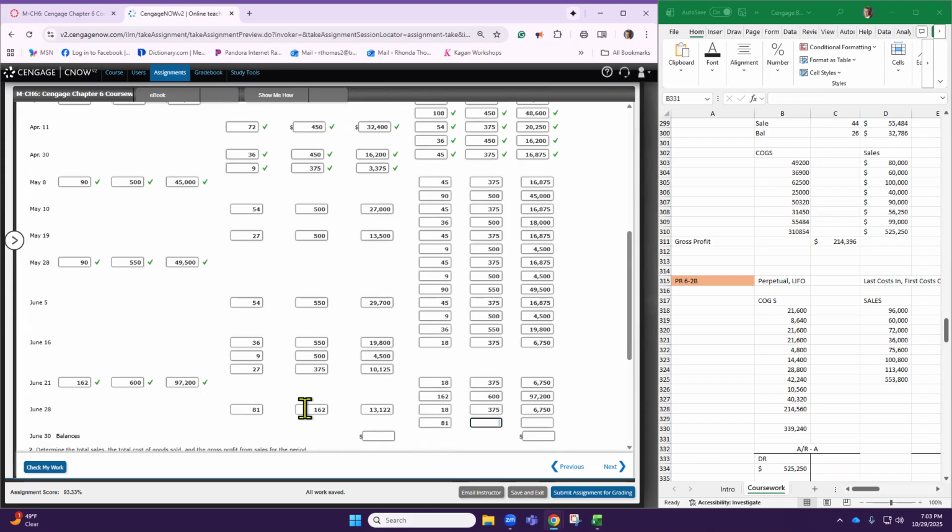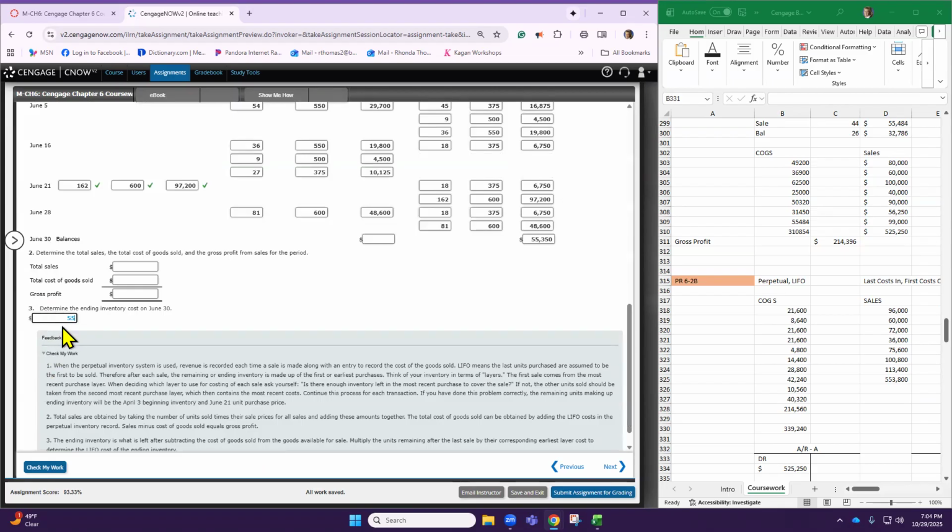No, something's wrong. Just a minute. At the $600 cost. Whoops, see, that would have been wrong. Sorry about that. Let me go back. 81 times 600 is 48,600. Okay, so then that leaves us with 48,600, but we've got to add these two to get a total. So 48,600 plus 6,750 is 55,350. That's how much ending inventory is. So put that in here.